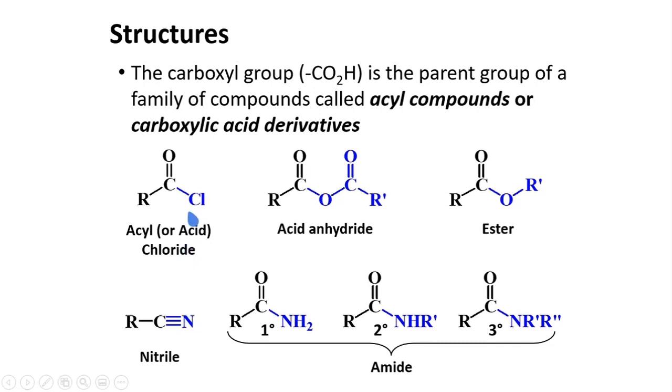For acyl chloride, we have a chlorine atom. Here is our carboxylate group. This is an alkoxy group. And here is an amino group, which may be substituted.